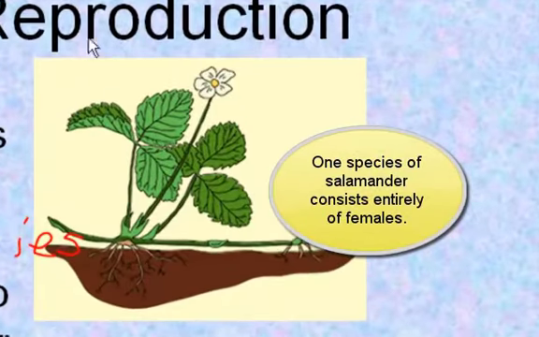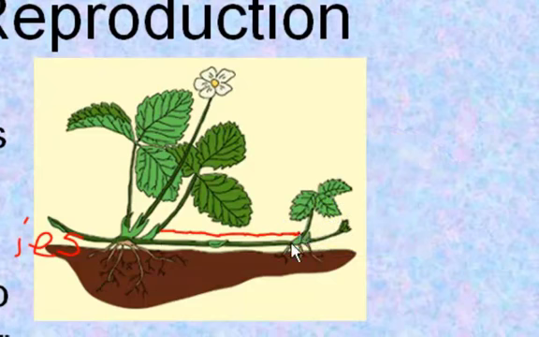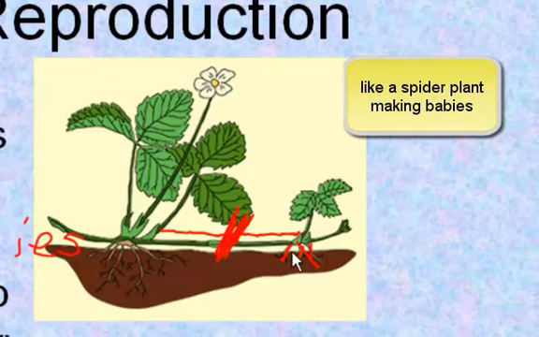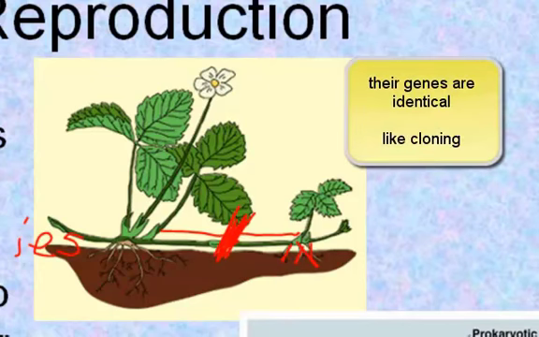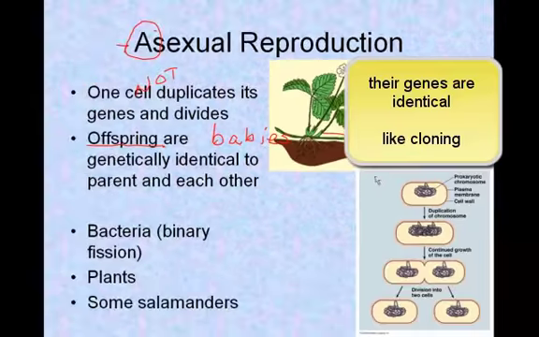So if you look here, you have a strawberry plant, and this plant is putting out runners, and along the runner, new roots will start to grow. Now, if you were to cut this runner, this baby plant has its own roots, so it can exist on its own, but it's got the same genes as the mother plant. That's asexual reproduction. And this is binary fission for bacteria.